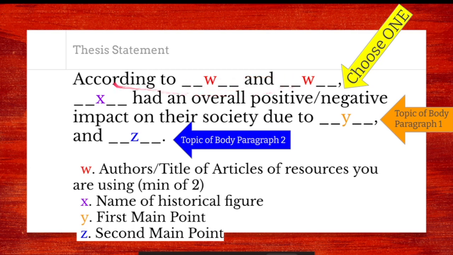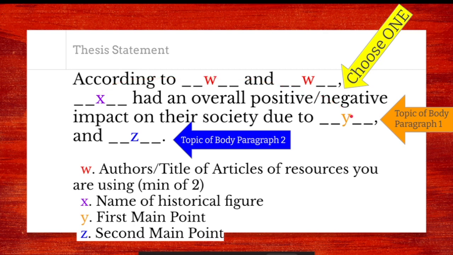That is what W is, okay? Next up is X. So X is the name of your historical figure. So all of you have already chosen your historical figure. So simply just put it in there, right there on X. If you're doing Julius Caesar, put in Julius Caesar. If you're putting in Genghis Khan, put in Genghis Khan. Okay? That's all X is. Just the name of your historical figure.